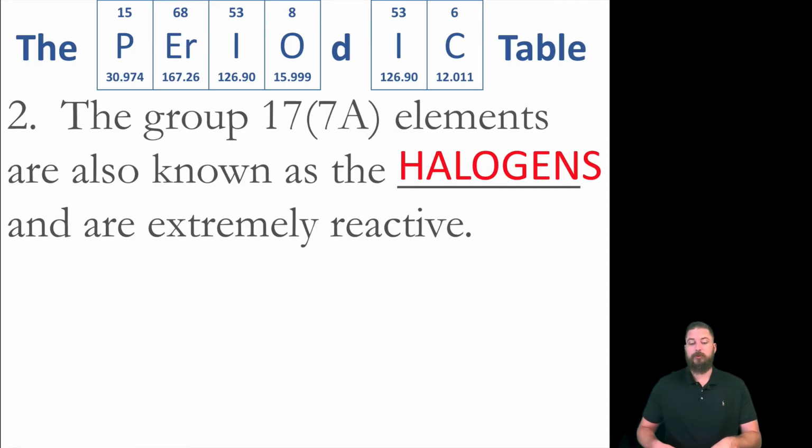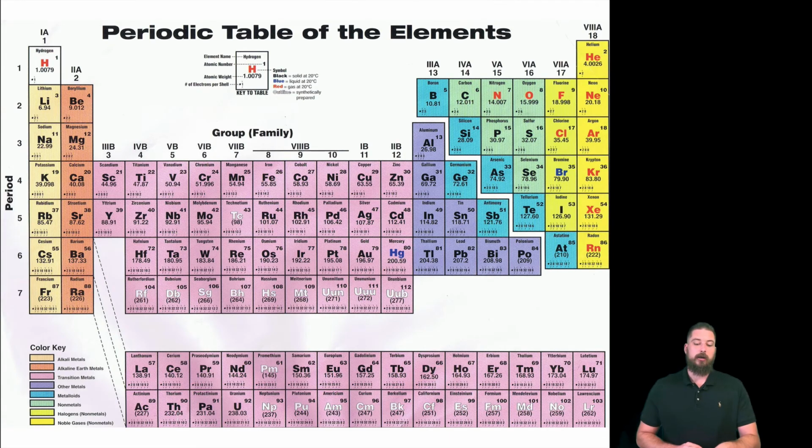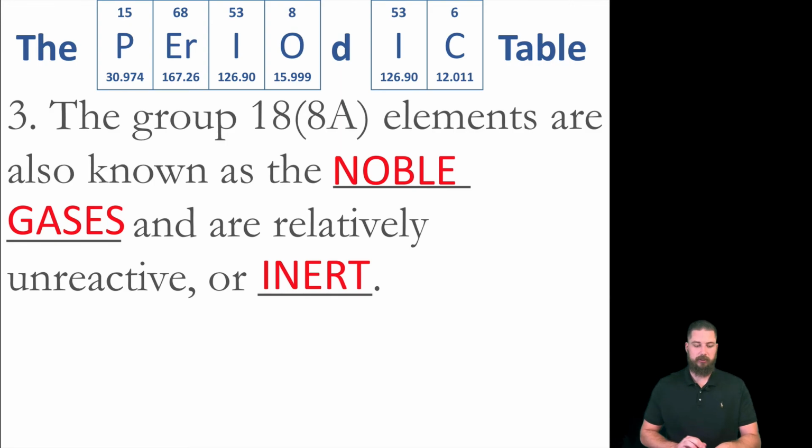The group 7A, or where the halogens are, these are extremely reactive. And if you take a look, the 7A has fluorine, chlorine, bromine, and iodine. You'll see that those are all halogens. They're all very, very reactive. They are nonmetals, and they are in the 7A column. They all have 7 valence electrons.